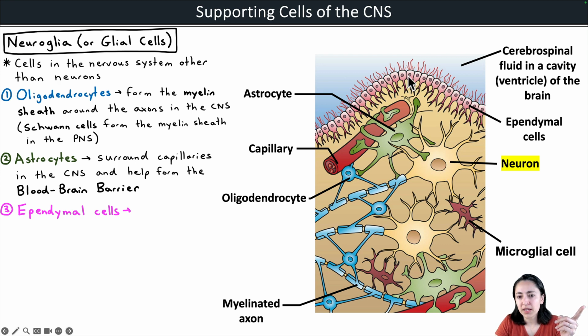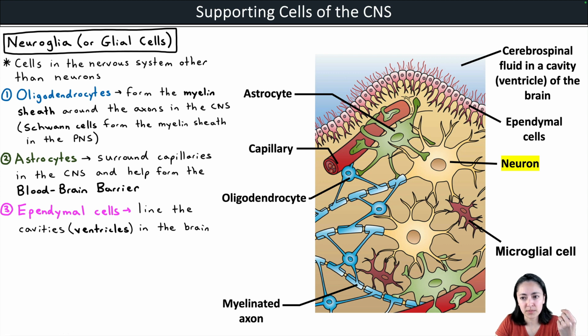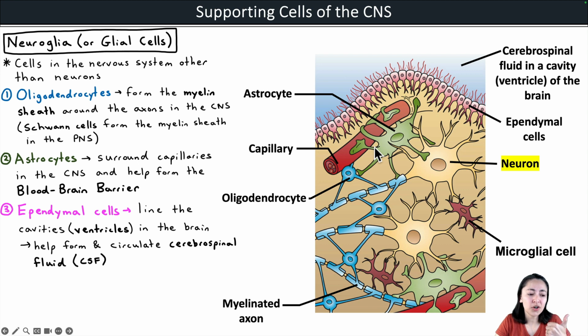Here, what we see in pink are the ependymal cells. They line the cavities, or in other words, ventricles in the brain. So we have a bunch of fluid-filled cavities within our brain, filled with cerebrospinal fluid, and lining those cavities are these ependymal cells. You can see that they are ciliated on this end here. That's because ependymal cells are going to be really important in helping to form and circulate cerebrospinal fluid throughout the central nervous system.